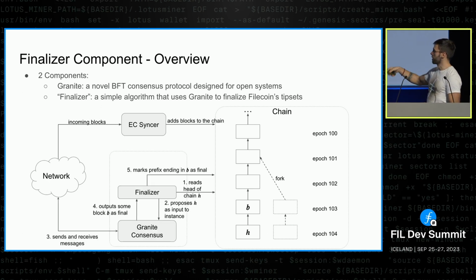So we introduced two components. One is the finalizer, the other one is whatever BFT consensus protocol. What the finalizer does is interact with the primary chain structure by reading the chain, so really whatever is the head of the chain is then given to the consensus protocol as the input, the proposal. Then the BFT consensus protocol will output a decision of some finalized tip set, and that's the other part of the interaction with the existing chain structure. The finalizer marks that suffix of the chain as final, from the previously finalized tip set to the newly finalized tip set.